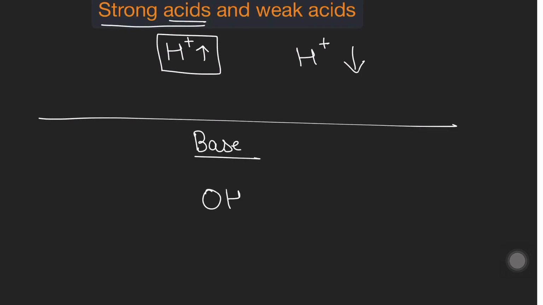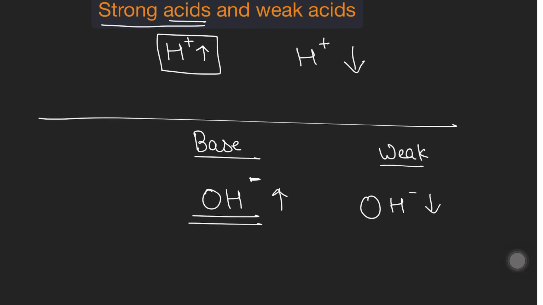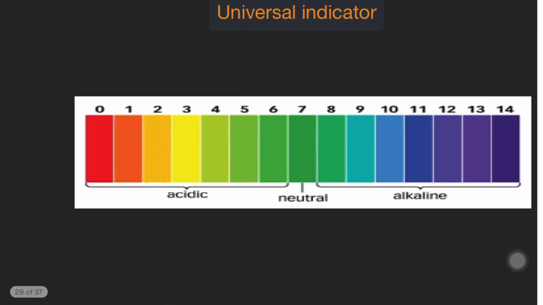Similarly for bases, a base donates or produces hydroxide ions, right? So the more hydroxide ions are produced when it is dissolved, I can say it is a strong base. The fewer hydroxide ions it is producing, it will be considered a weak base. Now we have the universal indicator, that is the pH scale.